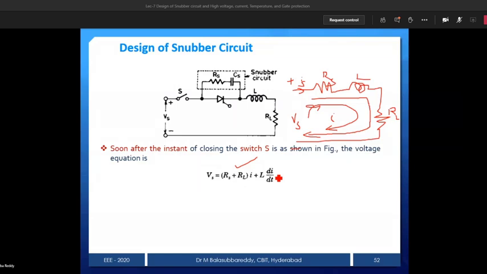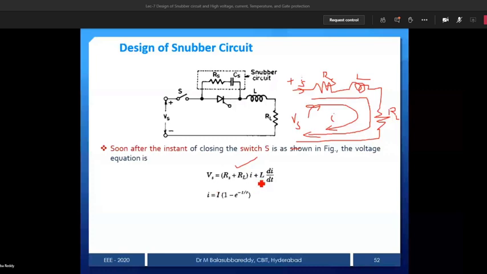Therefore current i is equal to V by R into 1 minus e power minus R by L into t. Or V by R I can write as capital I. Here R is nothing but Rs plus RL. e power minus R by L into t, so R divided by L times t is t by tau, where tau is equal to L by R. I will show that also.